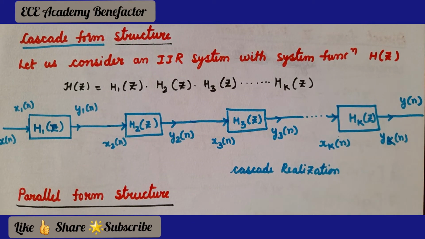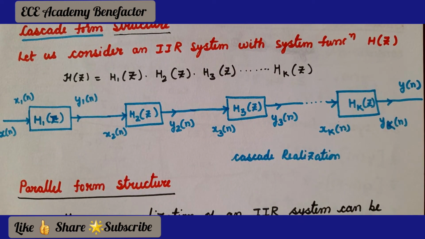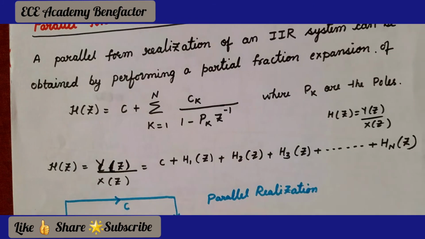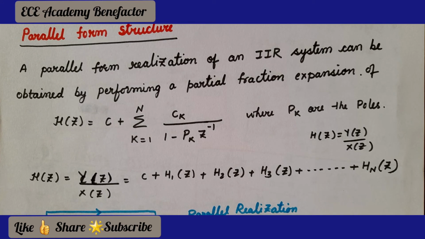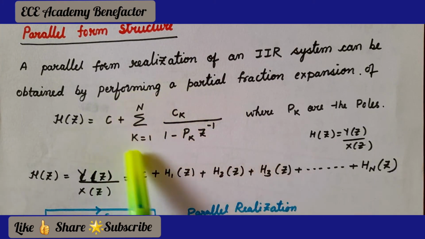Okay. So, this is a cascade realization. So, till now we have seen direct 1, direct 2 and cascade form. Let us see the fourth one, parallel form structure. A parallel form realization of an IIR system can be obtained by performing a partial fraction expansion of the H of z. So, from the given difference equation, we have to first find the transfer function H of z and express that H of z in this form.